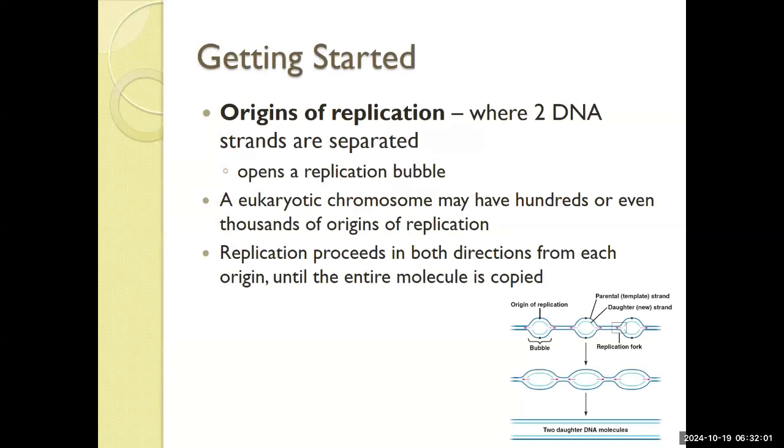It begins at an origin of replication. This is where the two DNA strands are separated, creating what's known as a replication bubble. A eukaryotic chromosome may have hundreds of these, and replication will proceed in both directions until the entire molecule is copied.